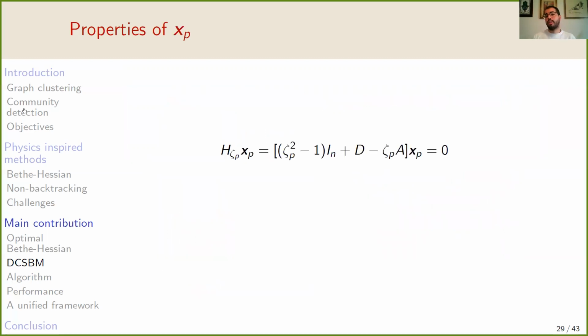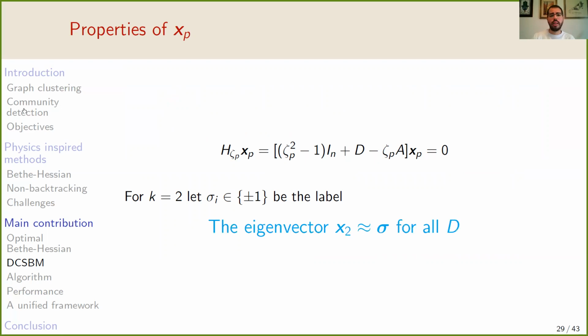Now, why are the zeta p so important? Because of x p, which is the eigenvector associated with the zero eigenvalue of this matrix. For simplicity, let's consider the case of two classes where sigma is the label vector, which takes value either 1 or -1. Then what we claim is that the eigenvector x2 is a close approximation of the vector sigma for any degree distribution. Now, sigma is the perfect feature extraction we want for this problem.